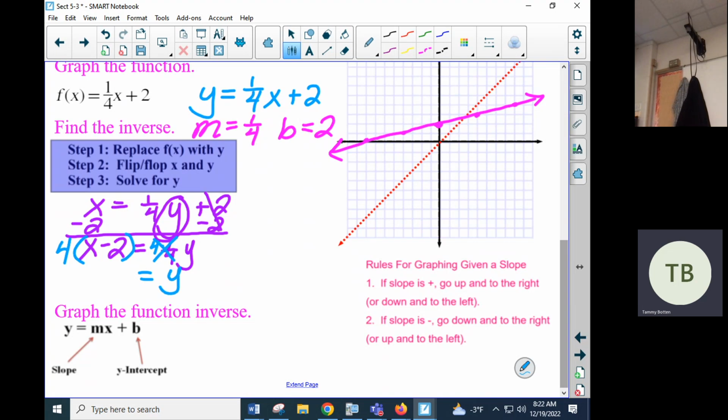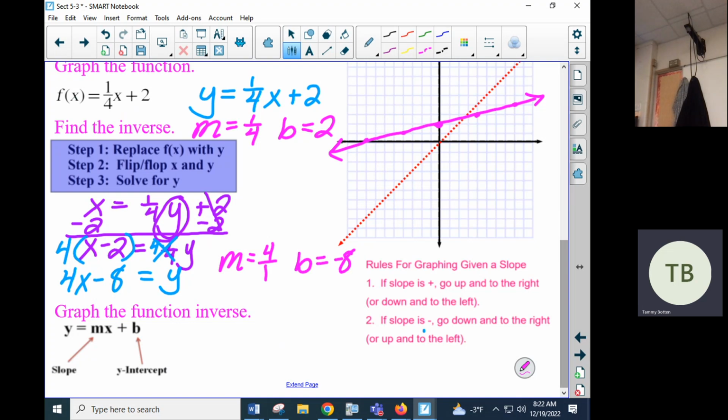Here I have to distribute that 4. 4 times x is 4x. 4 times 2 is 8. Okay, so when I go to graph this one, remember what's in front of your x is your slope, and that's 4/1. And what's left over is your y-intercept.